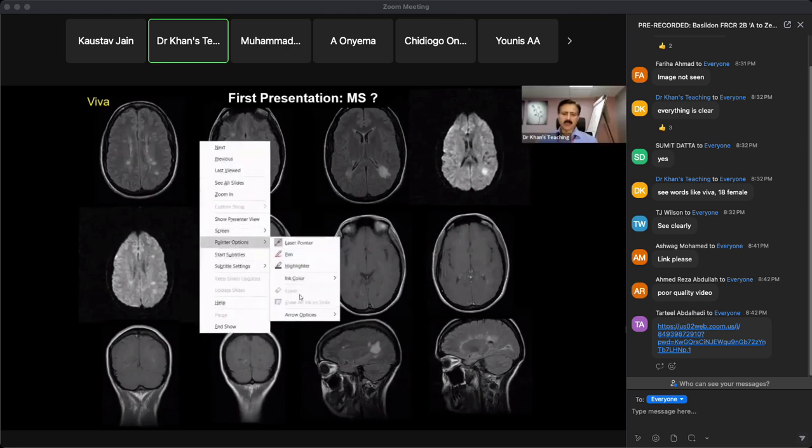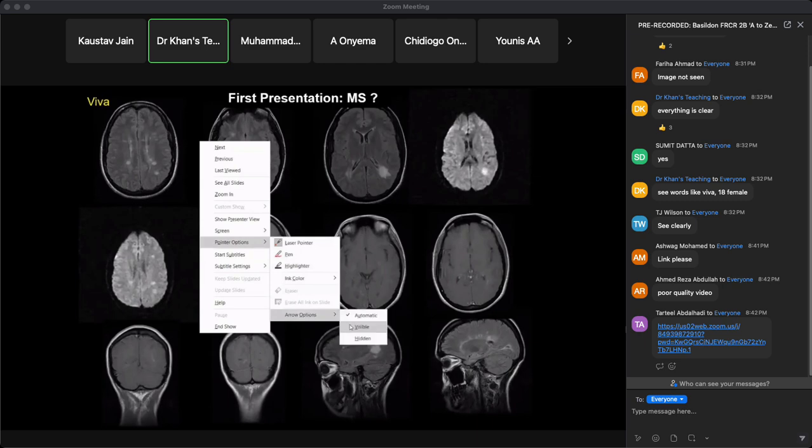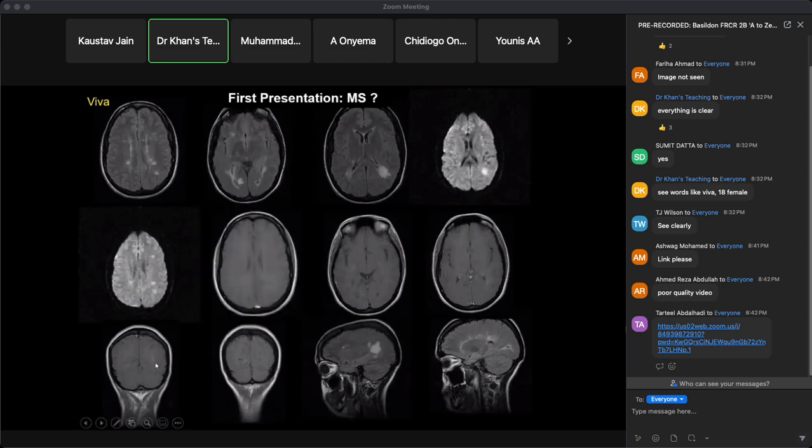Okay, maybe you cannot see it because it is a very small image, right? Do you see this enhancement here? Do you see this thing? Yeah. So actually there is enhancement. And some of these areas, if you tally this with this, there is a bit of restriction also. So the point is, can this be MS? Can you diagnose it as MS? Confirm it.